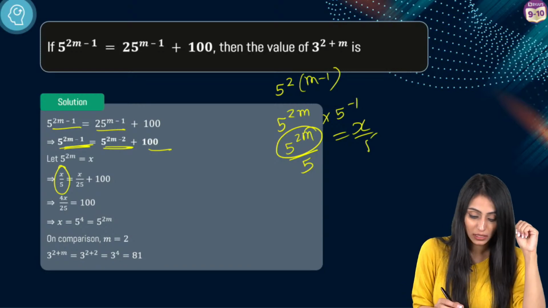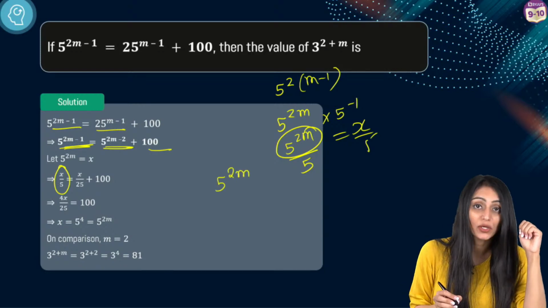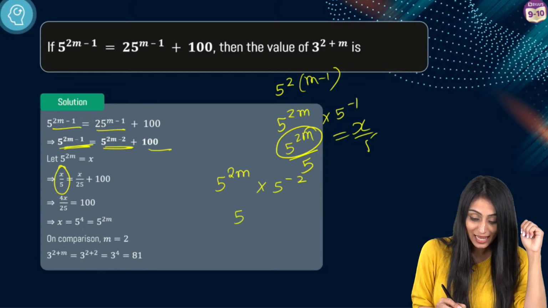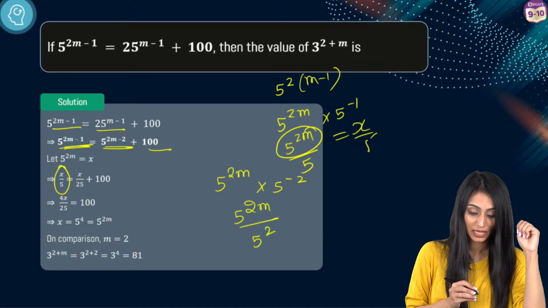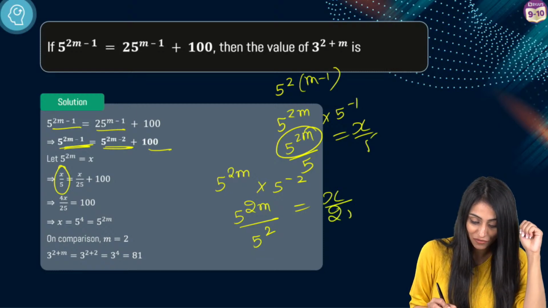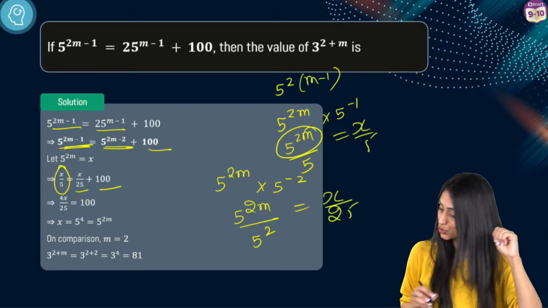Similarly for this one, this could be written as 5 to the power 2m into 5 to the power minus 2. Since it has a negative exponent, I'll write this as 5 to the power 2m by 5 square. So this becomes 5 to the power 2m is x, and this is 25. So we have x by 25 equals 100.